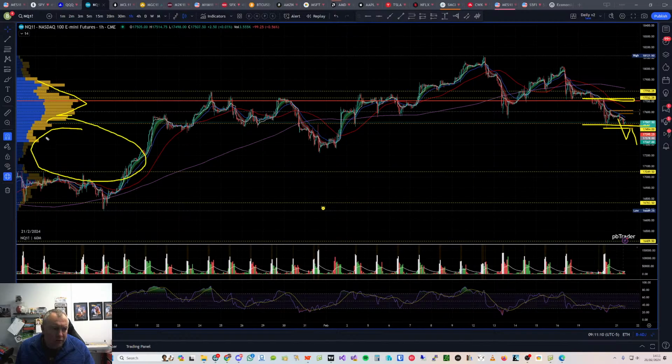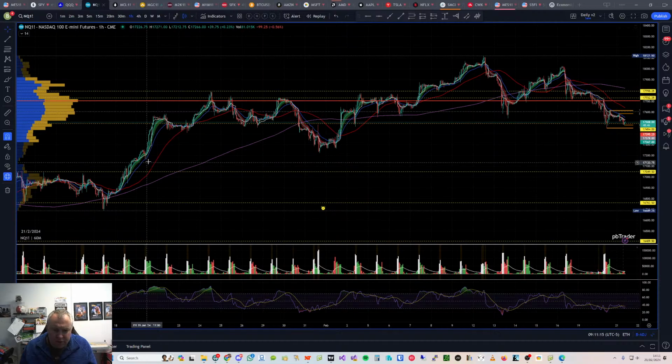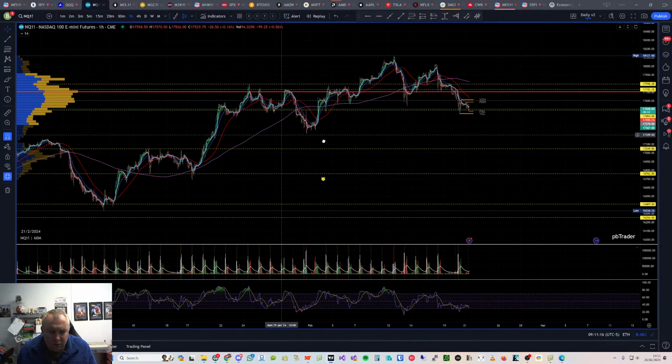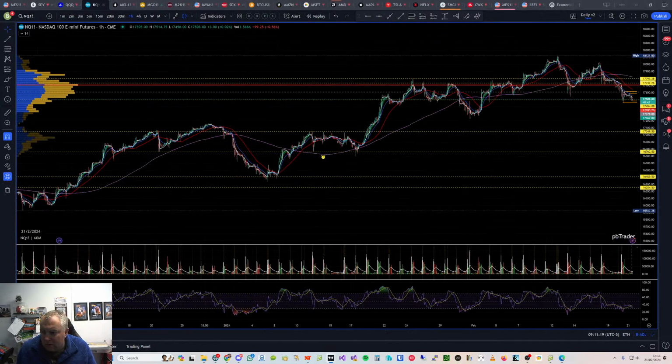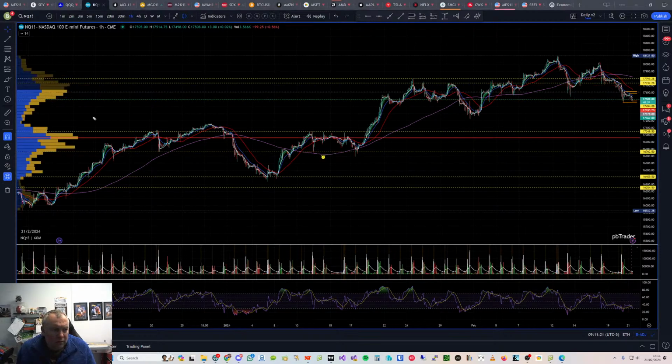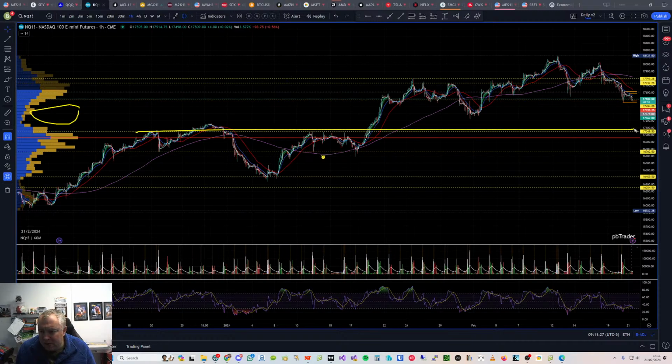You can see there's a void of volume, and the only place I can see, if we zoom out, still there's lack of volume in this area, and the only place I can see for a potential bounce is 17,100, this area here. And there's a bit of volume coming in.